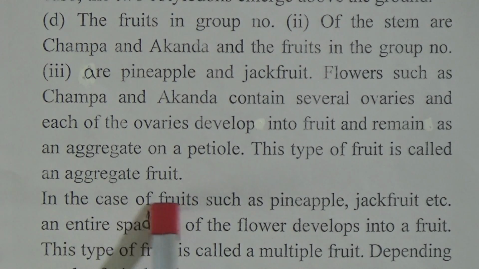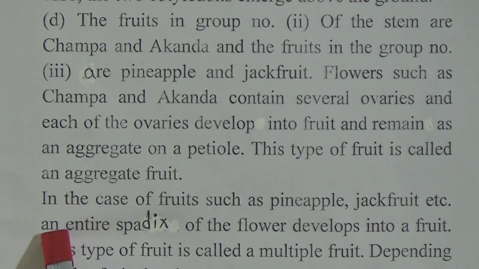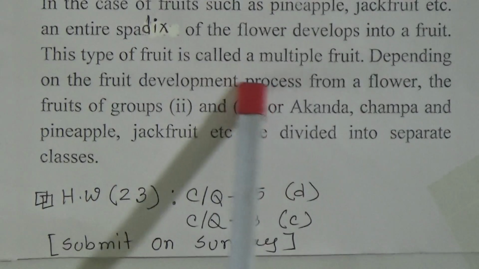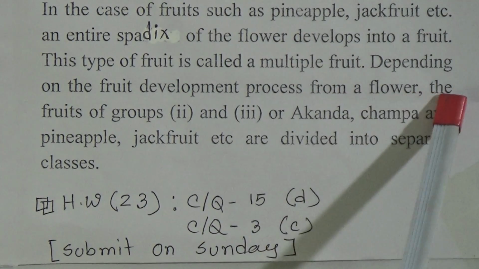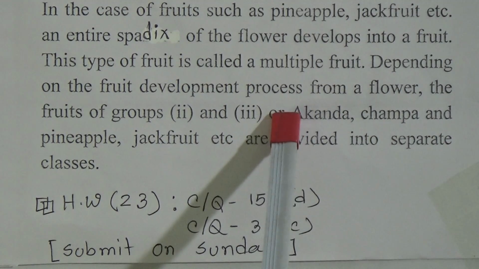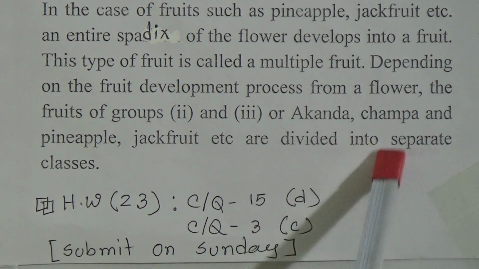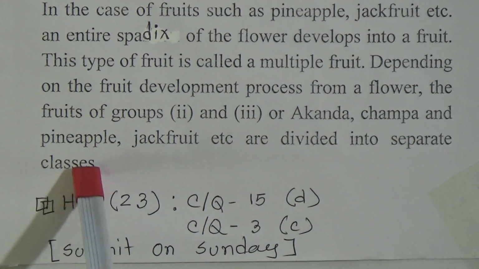In the case of fruits such as pineapple, jackfruit, etc., an entire spadix of the flower develops into a fruit. This type of fruit is called a multiple fruit. Depending on the fruit development process from a flower, the fruits of group 2 and 3, akanda, champa and pineapple, jackfruit, etc., are divided into 2 separate classes.